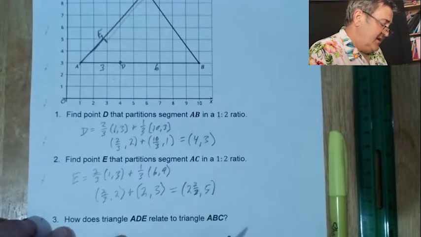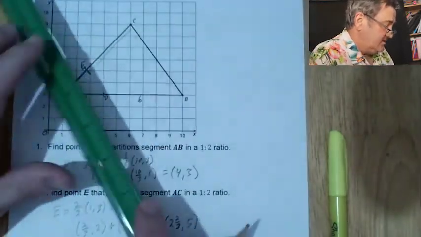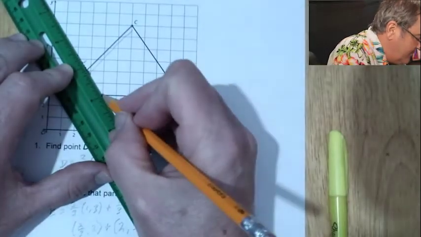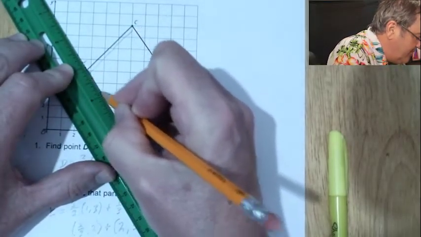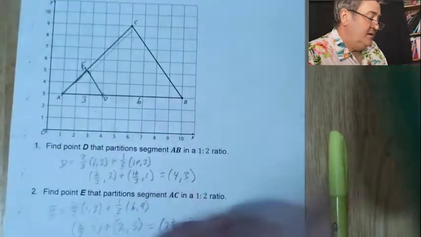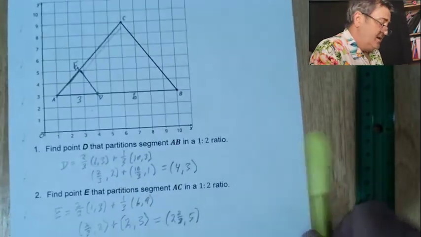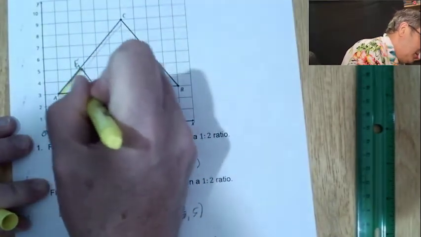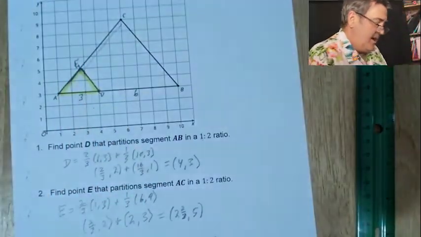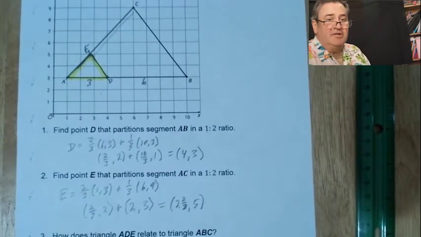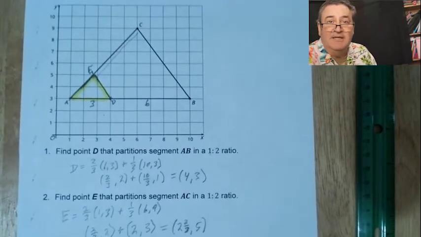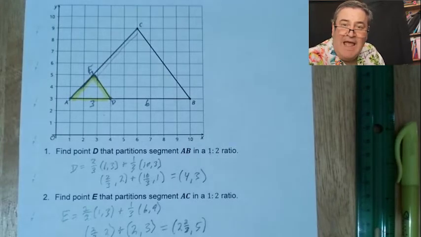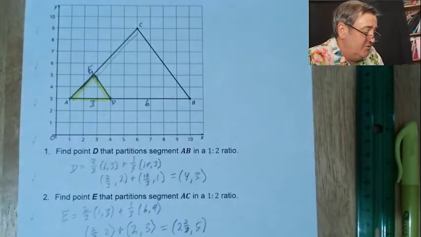So it asks us now, how does triangle ADE... Oh, let's make our triangle. If we take these points and connect them, okay, so we have basically created another triangle, the same A. Let's highlight this new triangle. How does this triangle relate to triangle ABC? Oh, dilations, right? It's a dilation, but how big is it compared to the original?